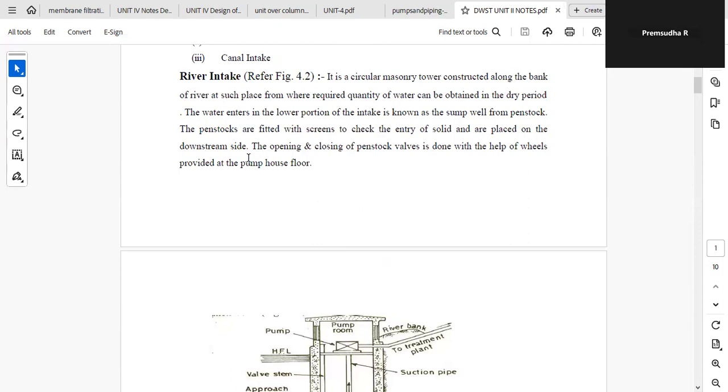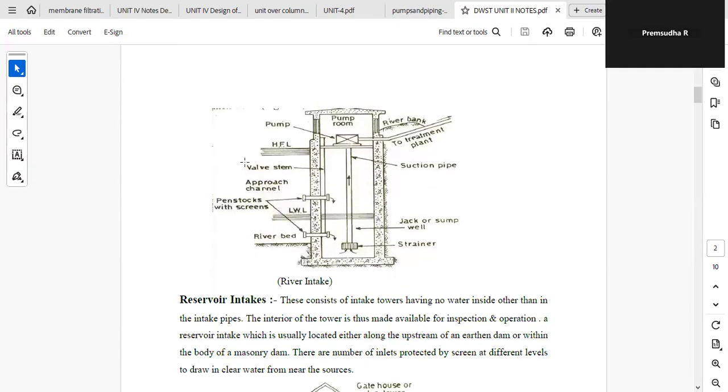River intake is circular masonry work, constructed along the bank of the river at a place from where the water is collected. The water enters the lower portion of the well, which is known as the sump. Here you can see the river intake.